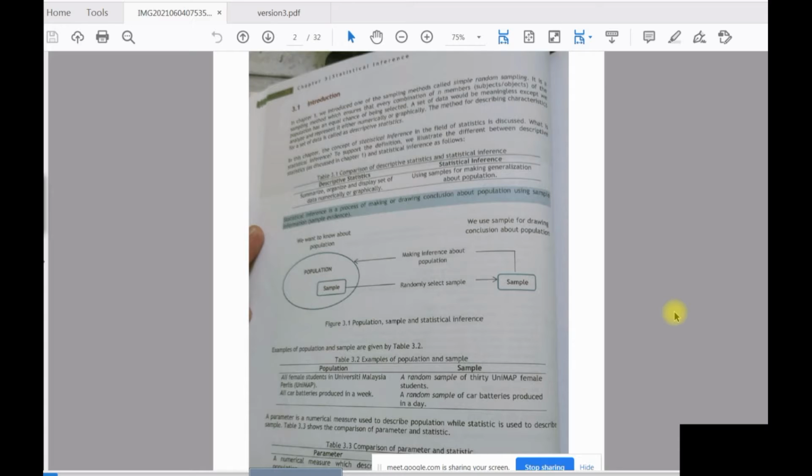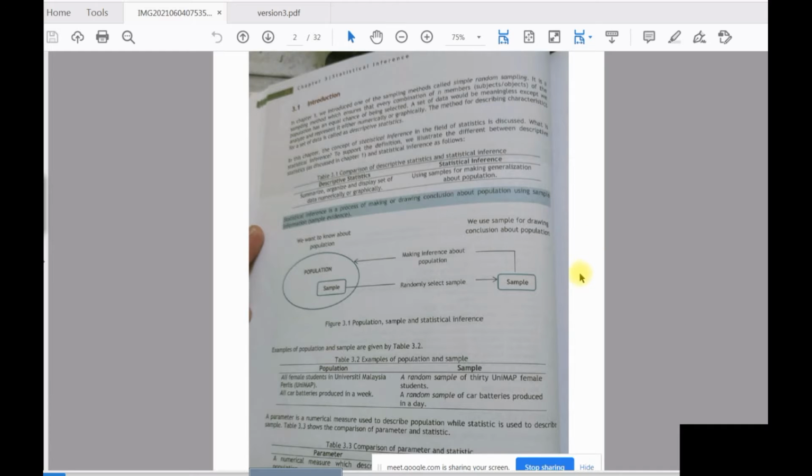Here we have a population, we take a sample randomly, and from the sample we make the calculation, we draw the conclusion and make inference about the population. Okay, so from the sample we can estimate the result on the population.